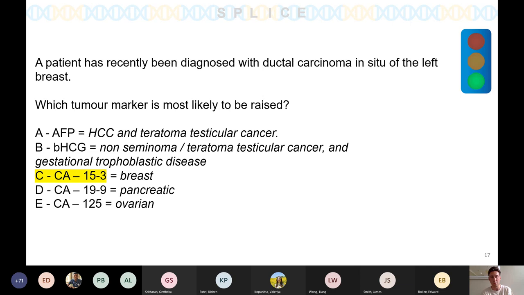There are a few common tumor markers to be aware of. So your CA19-9 for pancreatic cancer, CA125 for ovarian cancer. So that's one area that they might test you on. This is a question where I don't think I've put the answer on.